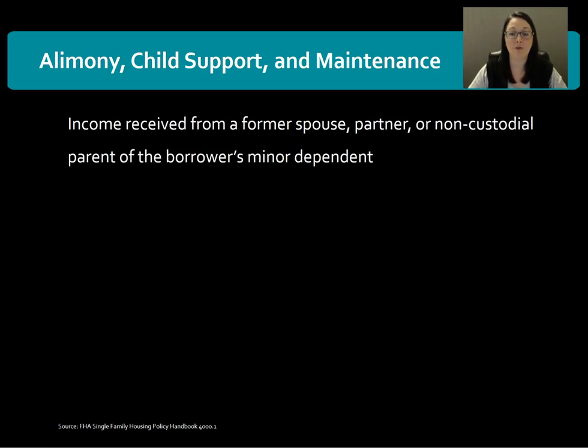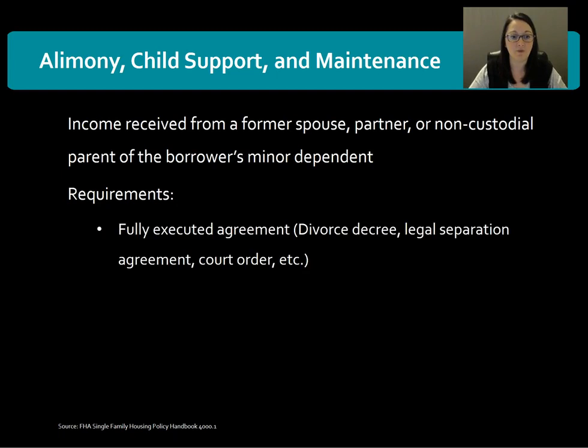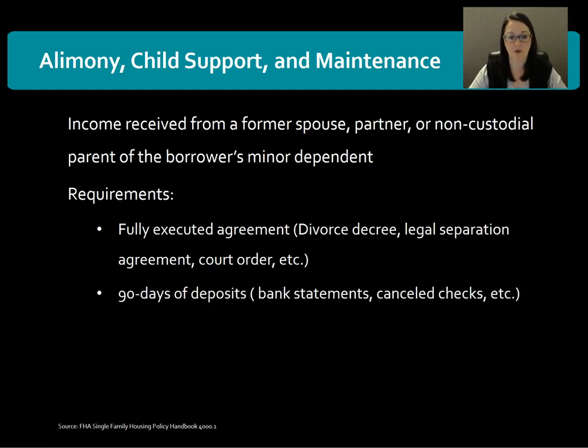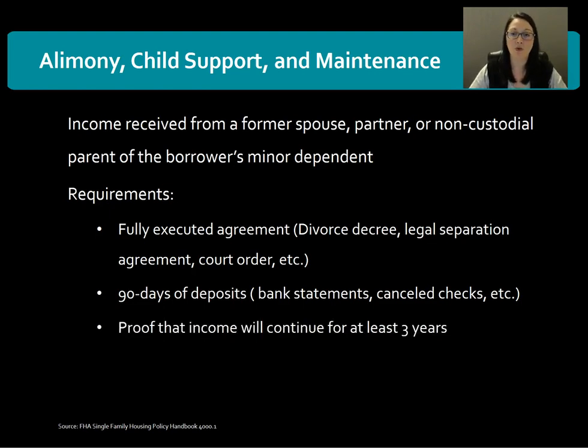So this is income received from a former spouse, partner, or non-custodial parent of a borrower's minor dependent. So the requirements are, if you are using this as effective income on a manually underwritten FHA loan, then you will need a fully executed agreement. So this could be the divorce decree, a legal separation agreement, a court order, or a voluntary agreement. You will also need 90 days of deposits, so you'll need to show that the borrower has been receiving this income for at least 90 days prior to the mortgage application. So this can be done with bank statements or canceled checks. You will also need proof that the income will continue for at least 3 years from the closing date.